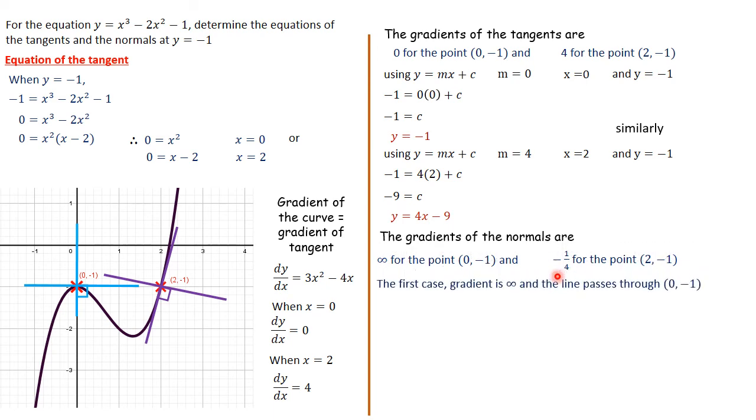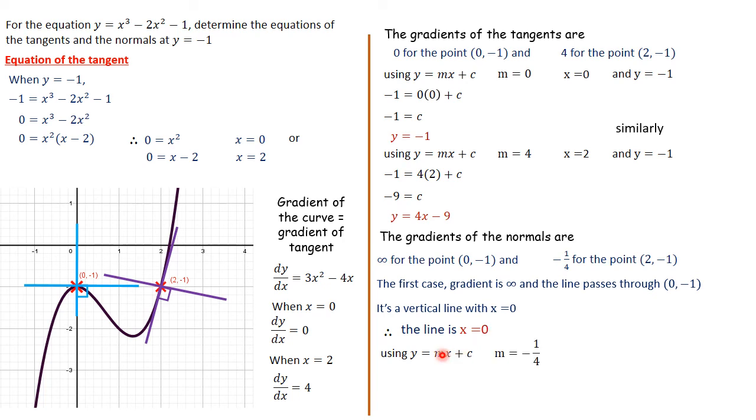And so we proceed as follows. For the first case, the gradient is undefined and the line passes through the point (0, -1). It means that it's a vertical line and it touches the x-axis at 0, and therefore the equation of the line is x is equal to 0. There's not much I can say about that. Let me say this though. The line being vertical and passing through the point where x equals 0, we can only conclude that the equation is x is equal to 0, which is the y-axis.